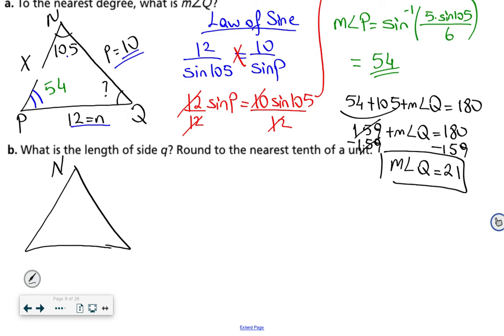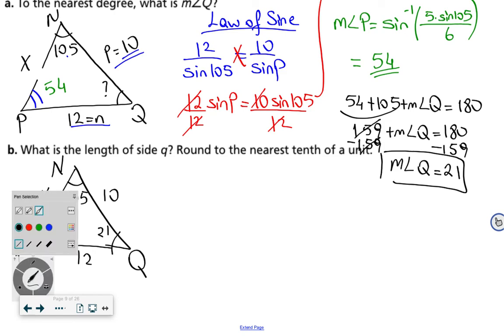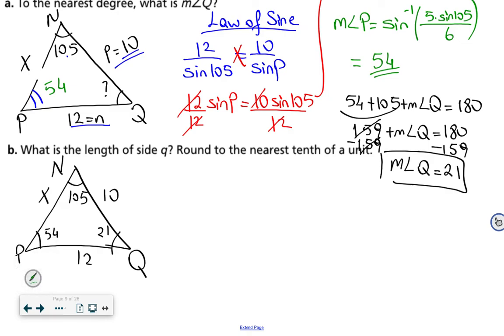This is angle N, P, Q. I know that this is 10, 12. I know these sides 54, 105, and we just found 21. Now I'm going to find X. I'm going to use the angle N and its opposite side 12, Q and its opposite side X, by using law of sine.